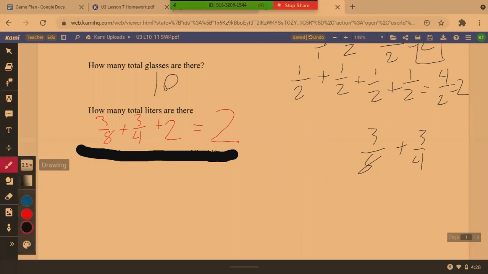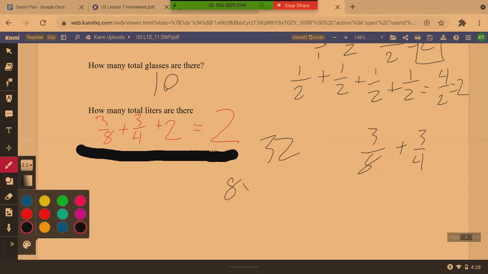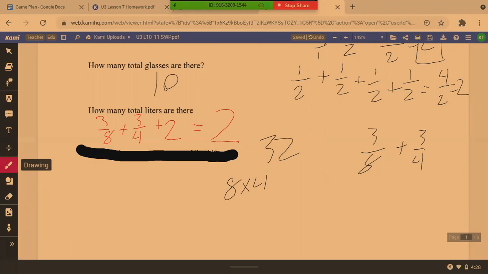In one of my classes, I had a scholar say 32 because 8 times 4. Yeah, that works. I had another scholar that said 8 times 2 and 4 times 4. That would give me 16. That's a common denominator as well. Well, I can beat both of those. I got a common denominator that's the easiest.